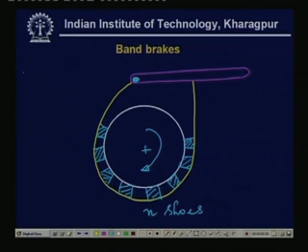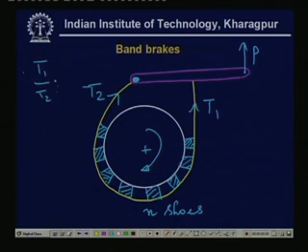So, definitely T1 is greater than T2, and we have to apply a force P over here. Now, what is the relationship between T1 and T2? It is not like T1 by T2 is e to the power mu beta, because it is not continuously distributed. So, this equation is now wrong, and we will have to find out what the equation is. It is very easy to find out if you consider one particular block. Let us consider this block, draw the free body diagram of that block, and find out the change in the tensions when we move from one block to the other.